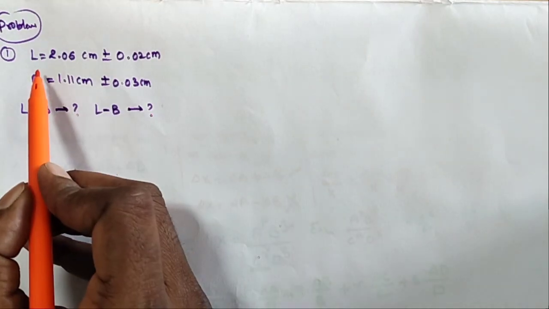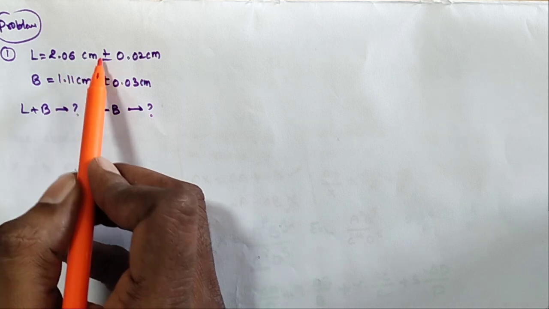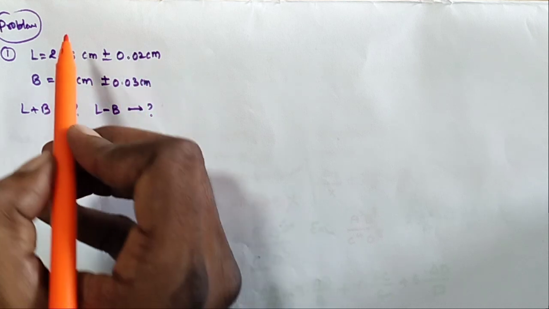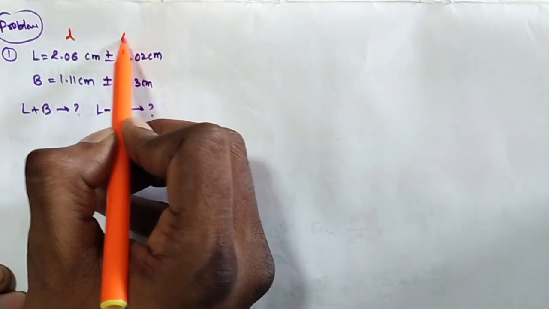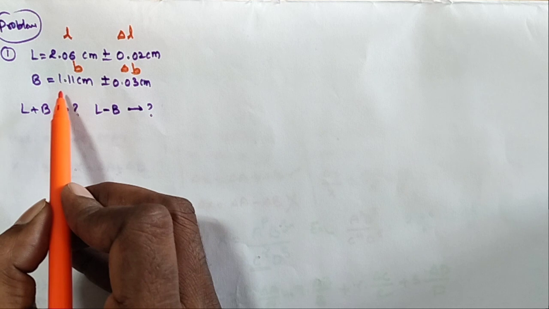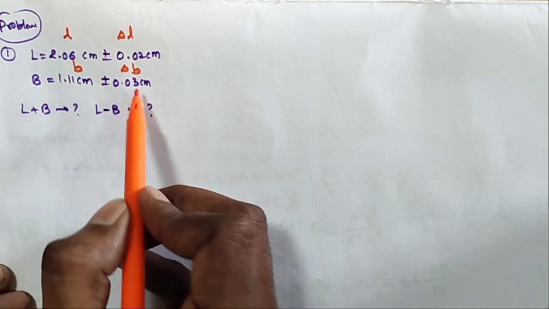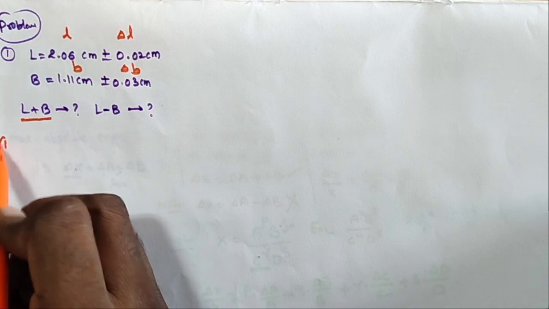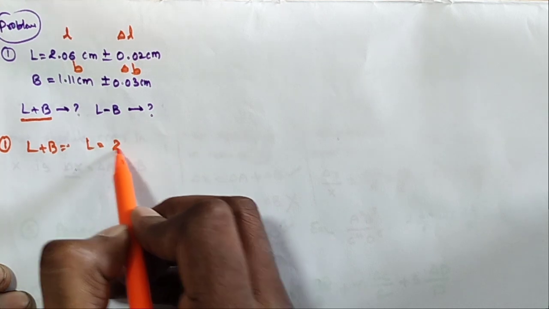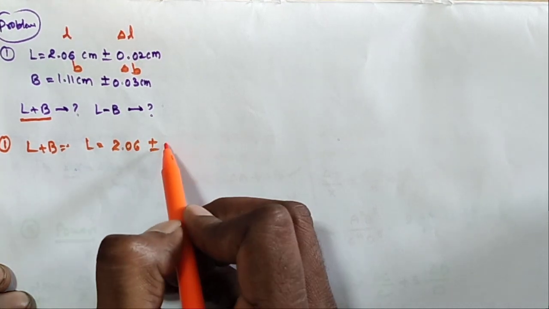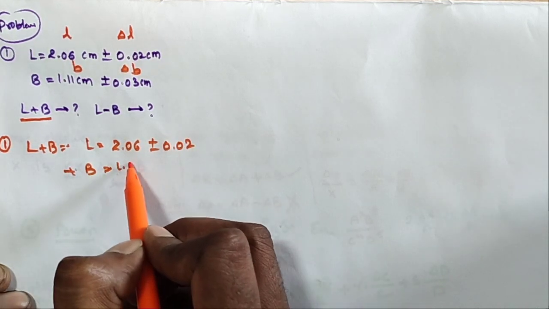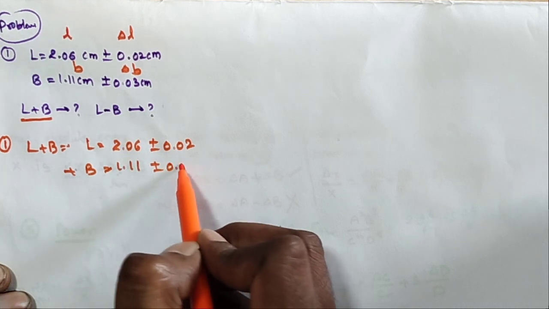Here, taking one example, L is equal to 2.06 centimeter plus or minus 0.02 centimeter. So this is the actual value, this is the error. This is L, this is delta L. And here small b is 1.11 centimeter plus or minus 0.03, with delta B as its error. First you can calculate L plus B. L is equal to 2.06 plus or minus 0.02, plus B, which is 1.11 centimeter plus or minus 0.03.